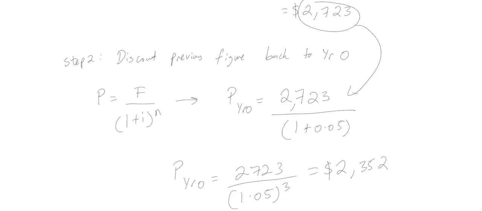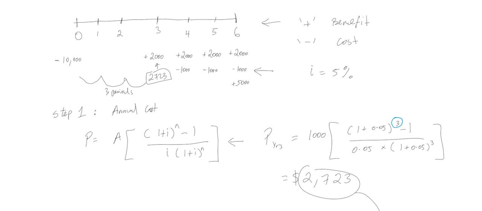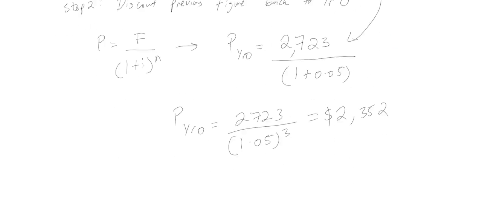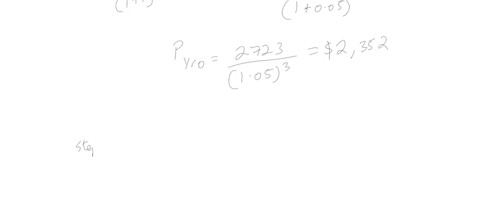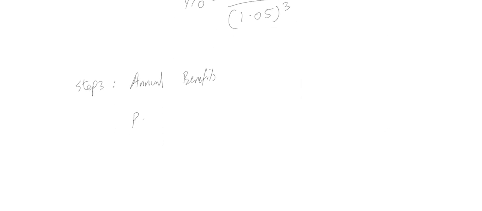Okay, so now we're done with discounting our annual costs. Next step would be to look at our annual benefits. In this case, our annual benefit is what you see over here with the positive sign. So it's the $2,000 that you see. So step 3, that's the annual benefits. Again, we need to use the annuity equation because it's an annual amount: (1 plus i) to the power of n, minus 1, divided by i times (1 plus i) to the power of n.